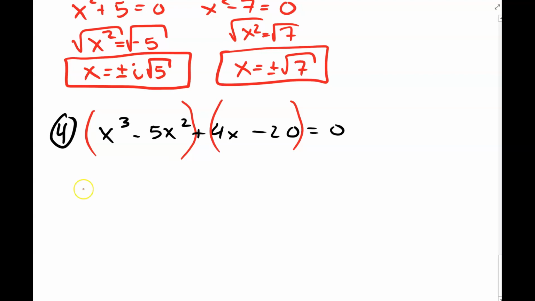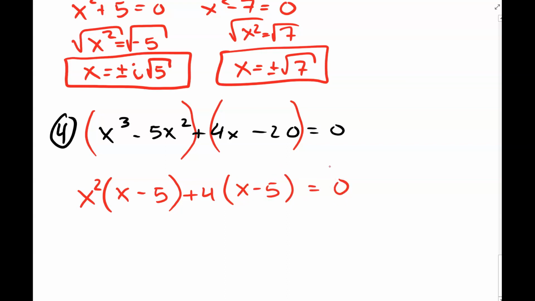x squared is correct. When you take the x squared out, what's left? Close. x minus 5. I picked on Sierra because we were working on this together the other day. From the second group, what's the greatest common factor? 4. 2 is a common factor. It's not the greatest. Yeah. So what's left after we take the 4 out? x minus 5. Okay.